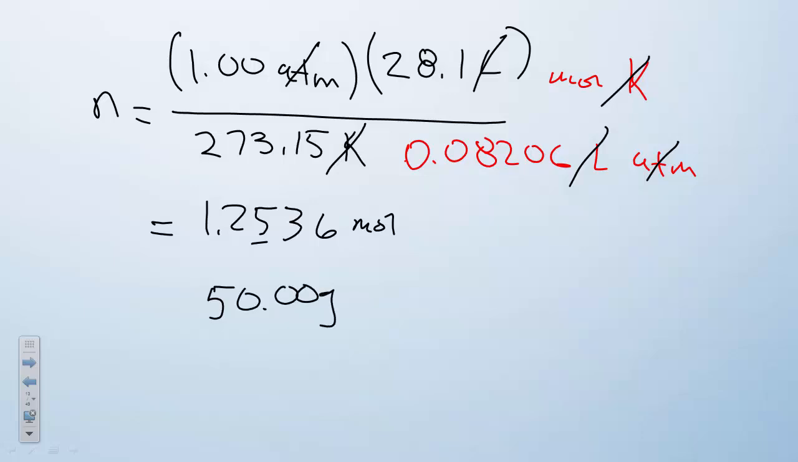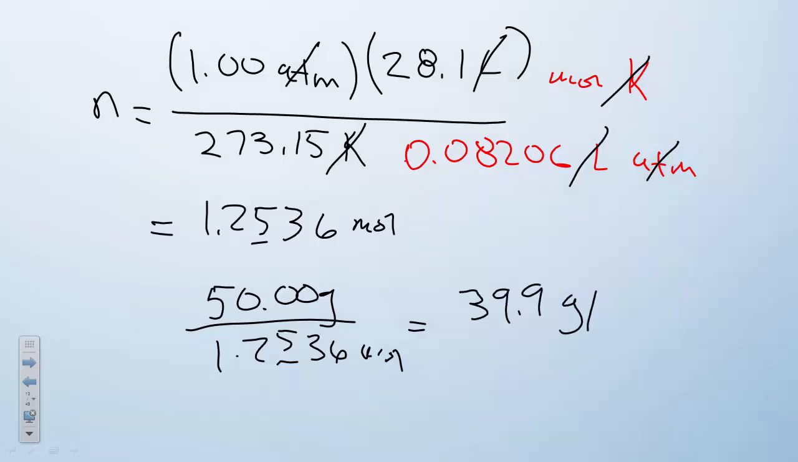Now we remember that we had 50 grams of the gas, so 50.00 grams per 1.2536 moles. We find that this is 39.9 grams per mole, and so we know the gas must be argon. Alright, pretty neat, right?